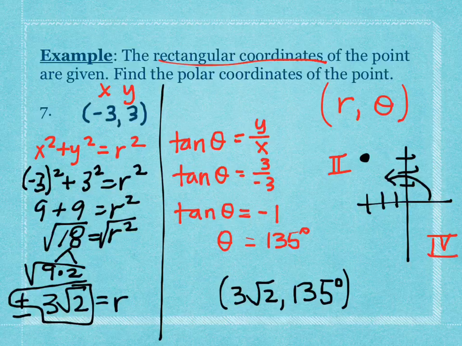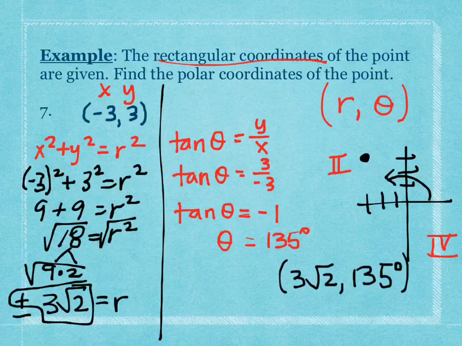Now, pause with me for a moment and consider how else could I write this? What other angle could I use? Or not angle, but what other ordered pair could I use that would actually also do this? And one easy way to do that is to say, what if I really chose to do the negative 3 square roots of 2?